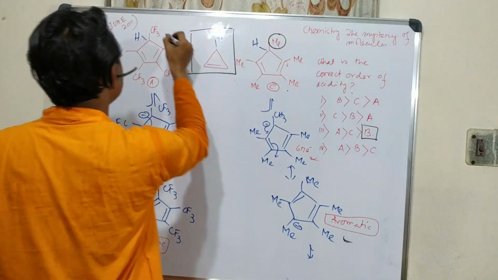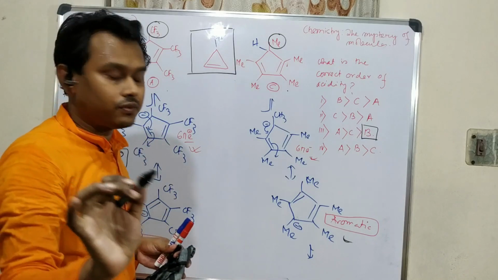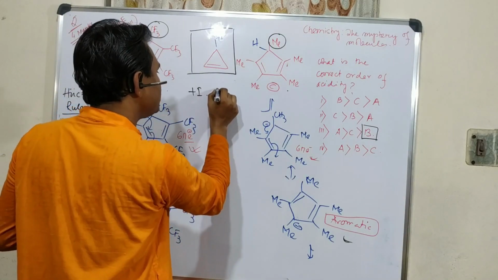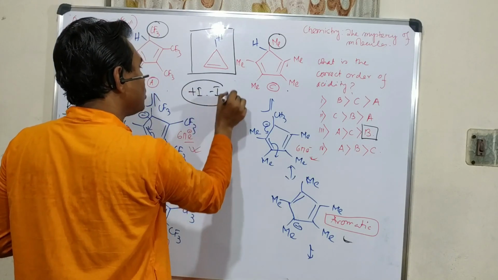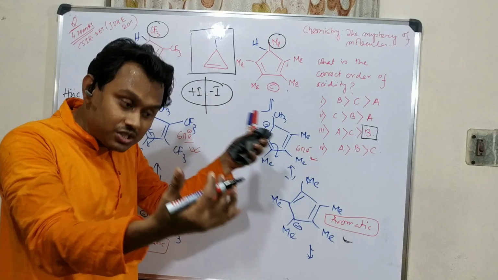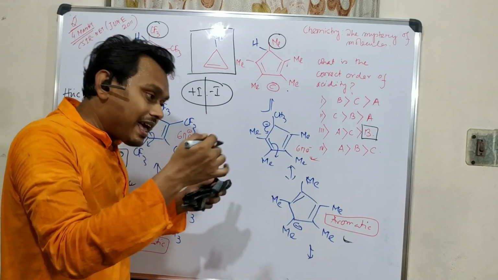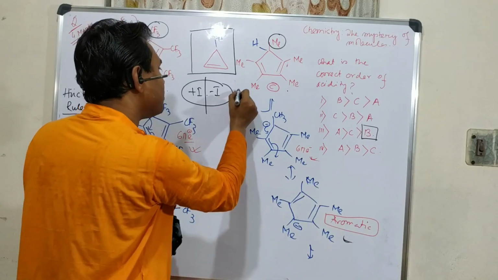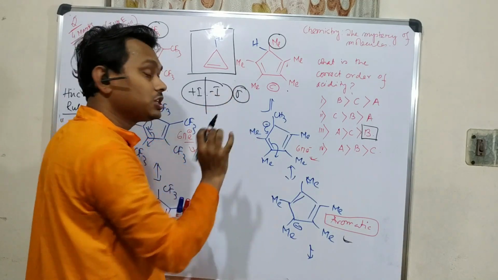Now, if we check the difference between these, what is the difference? Actually, the difference is this methyl group versus CF3 group. This is the main difference. By nature, methyl is donating, plus I, and CF3 is withdrawing, minus I. So for carbanion stability, minus I is more important because it withdraws electron density. So it helps to delocalize or disperse the charge through the sigma bond. Minus I operates through the sigma bond.